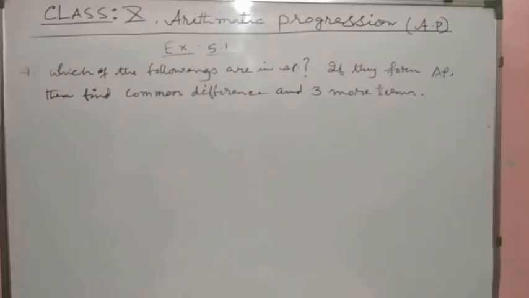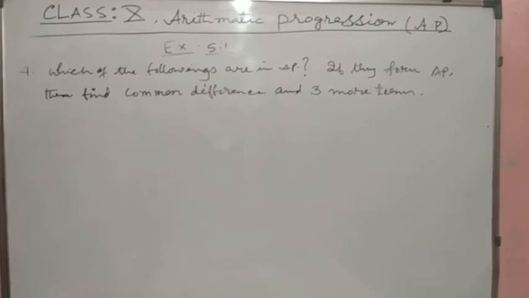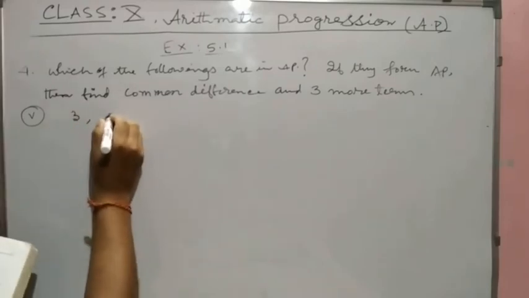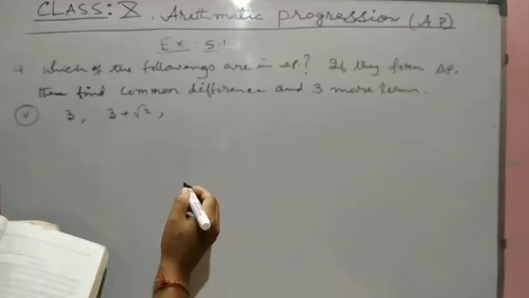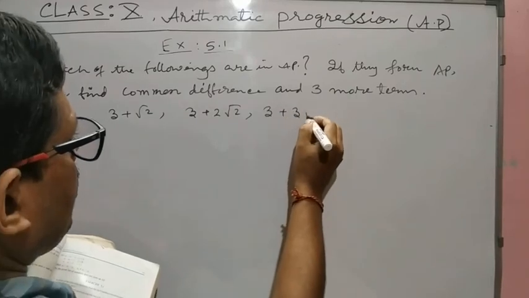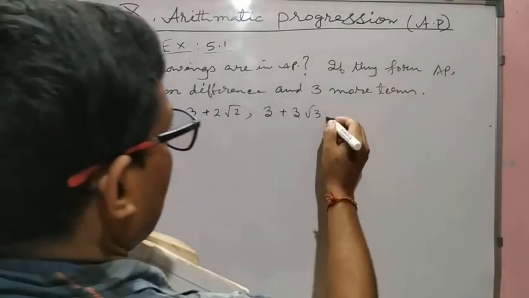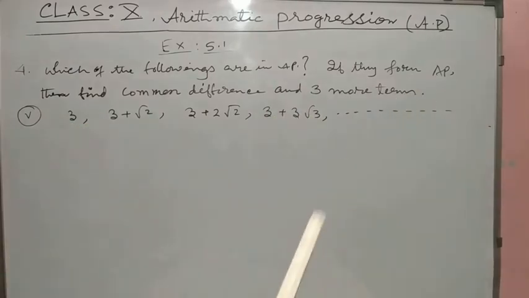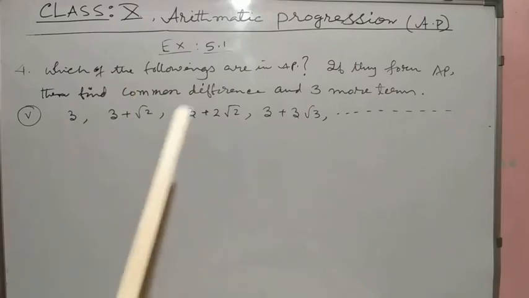So here I am showing you only, let me say question number 4, sub number 5. You can find it in your textbook. I am showing you this one: 3, 3 plus root 2, 3 plus 2 root 2, 3 plus 3 root 2, dot dot dot dot. Okay. So first of all we have to check whether these numbers are in AP or not. हमें चेक करना है AP में है कि नहीं.